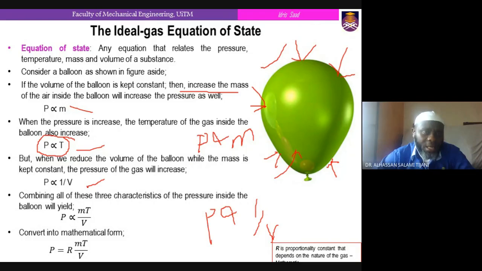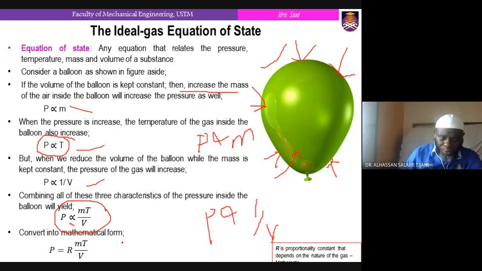to temperature, P is inversely proportional to the volume, then that gives rise to this particular equation. So the combination of these three equations gives us P is proportional to the mass times the temperature divided by the volume. Now, if we remove this proportionality sign, we need to introduce what we call a constant. And this constant we call the ideal gas constant.